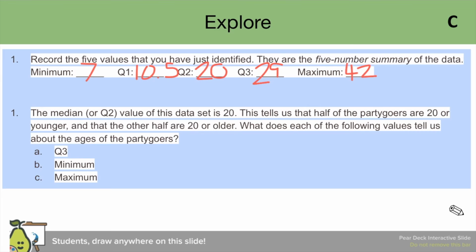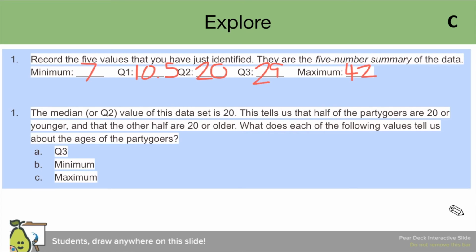Question 2 states, the median or Q2 value of this data set is 20. This tells us that half of the partygoers are 20 or younger, and the other half are 20 or older. What does each of the following values tell us about the ages of the partygoers? So Q3, which is 29, tells us that 3/4 of the partygoers are 29 years old or younger. The minimum value tells us the youngest partygoer. The maximum value tells us the oldest partygoer.